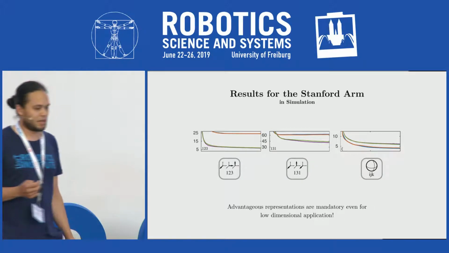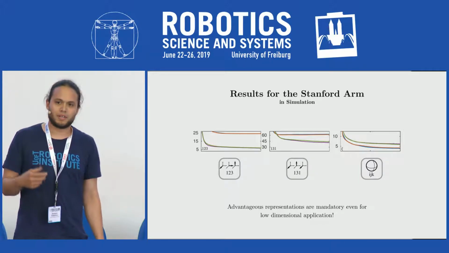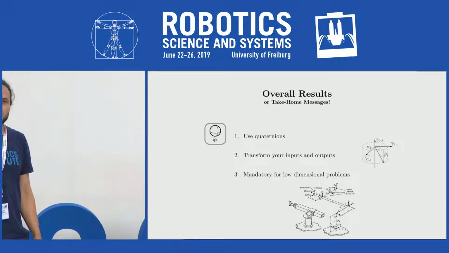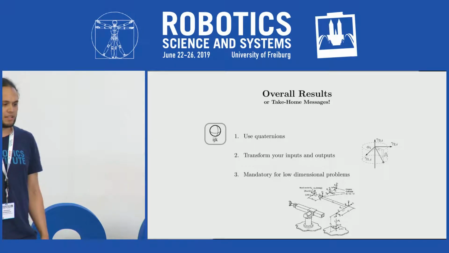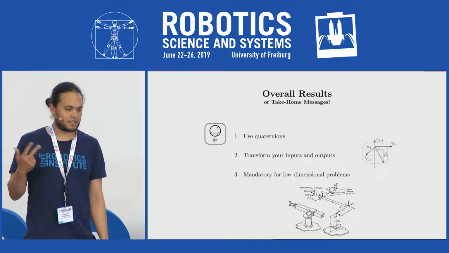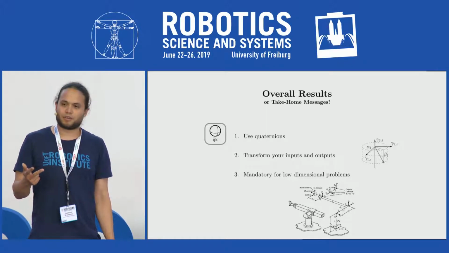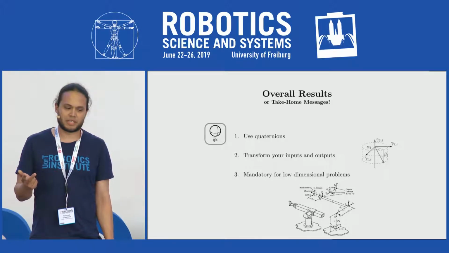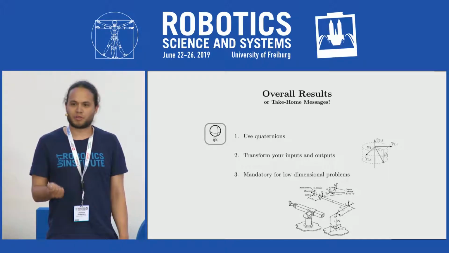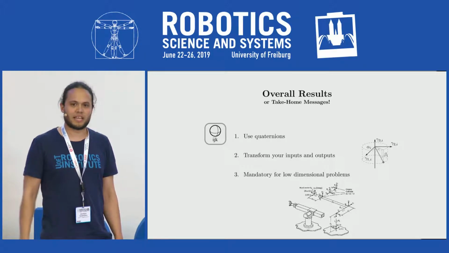So let me sum up my spotlight talk with 3 take-home messages. 1, use quaternions instead of Euler angles. 2, you should transform your input and output accordingly. And last but not least, this is also mandatory for low-dimensional applications. So I'm looking forward to seeing you during the interactive session, and thank you for listening.